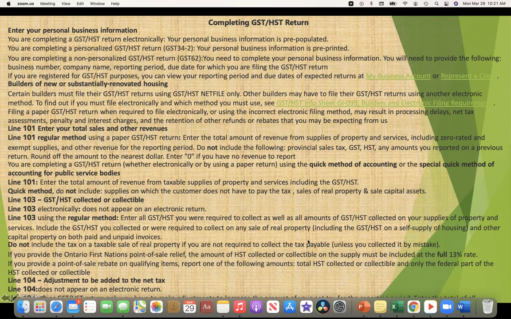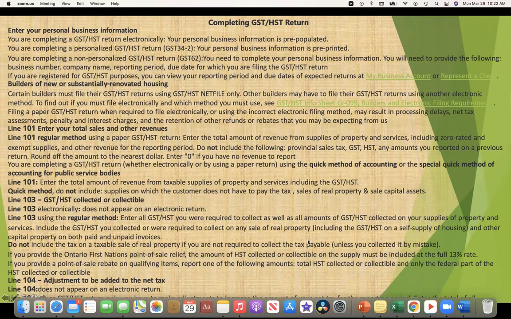If you are completing your GST electronically, your personal information is pre-populated, while if you are completing it on paper, your business information is pre-printed. But if you are completing a non-personalized GST return, you need to complete your personal information. You will need the following: your business number, your company name, your reporting period, and the due date for which you are filing the GST.